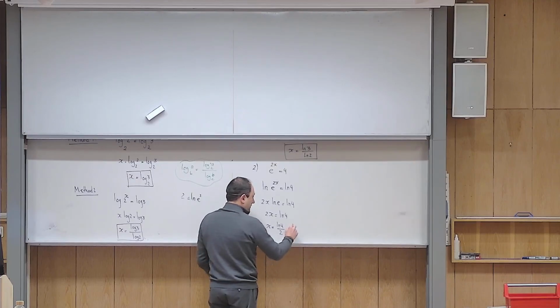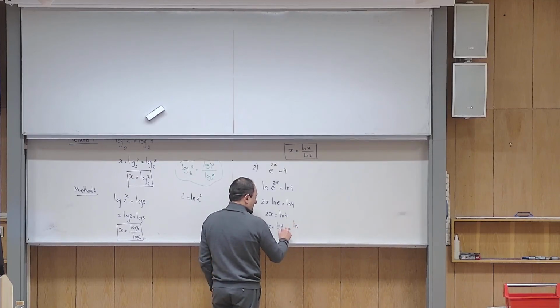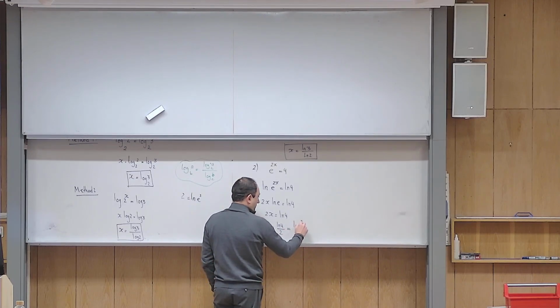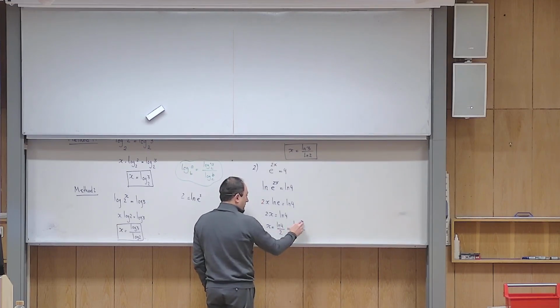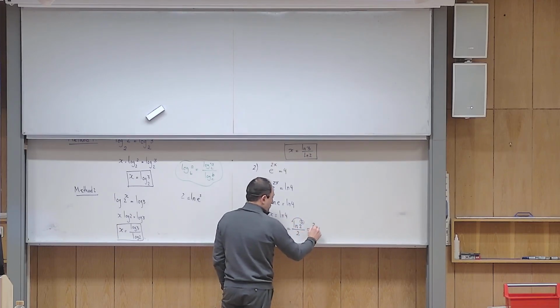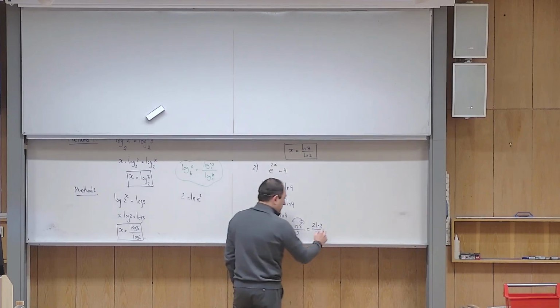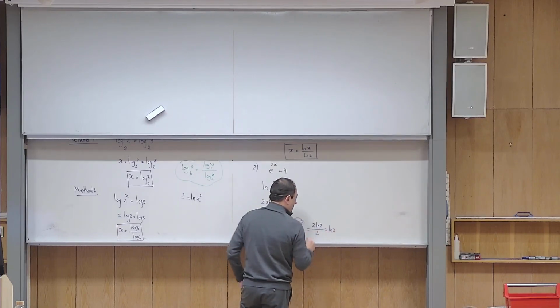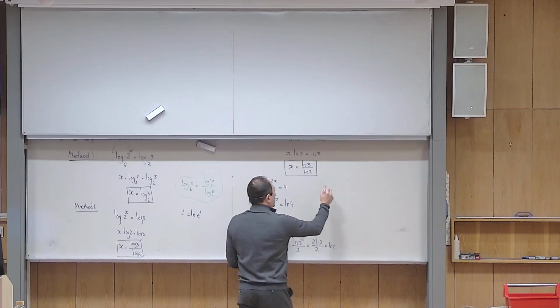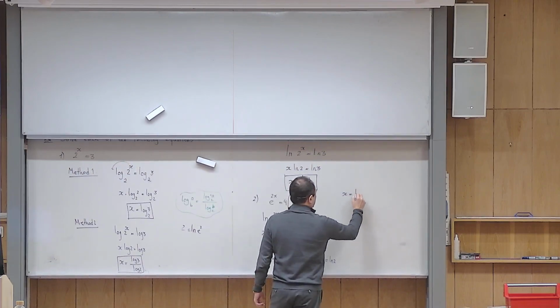By the way, this is something you need to know very well. So instead of 4, I put 2 to the power of 2. And then I have a 2 here. But you know that this 2 goes to the back. So then it becomes 2 ln of 2 divided by 2. What is the answer now? It's just simply ln of 2. So the answer to this problem is simply x equals ln of 2.